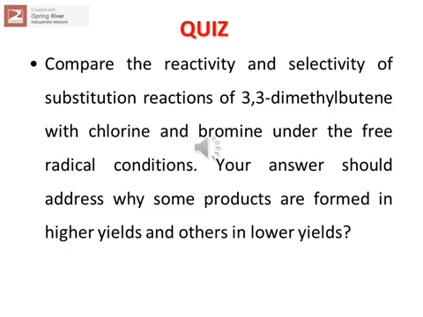So you have to react chlorine in one reaction with 3,3-dimethyl butene, and in another chemical reaction you have to react 3,3-dimethyl butene with bromine. In these two reactions, different types of products will be formed. You have to predict what kind of product will be formed in high yield and what will be formed in low yield, and you have to elaborate why a specific product forms in high yield in one reaction and in the other reaction the same product forms in low yield.